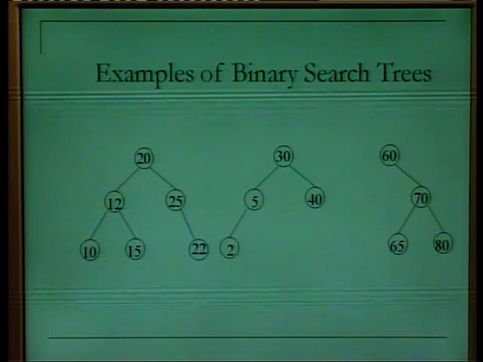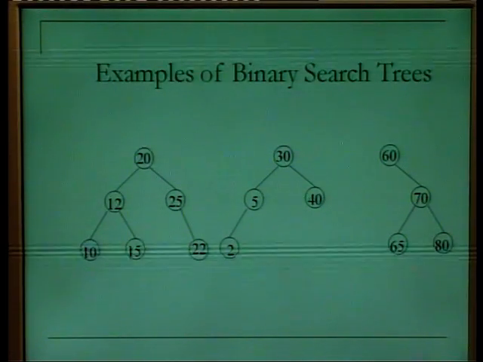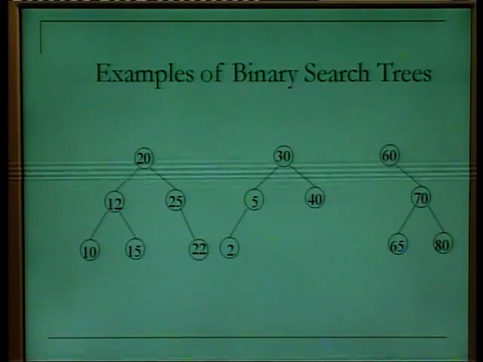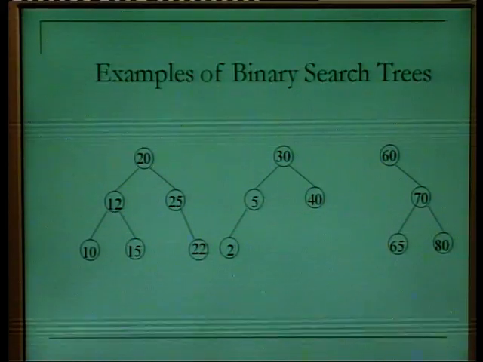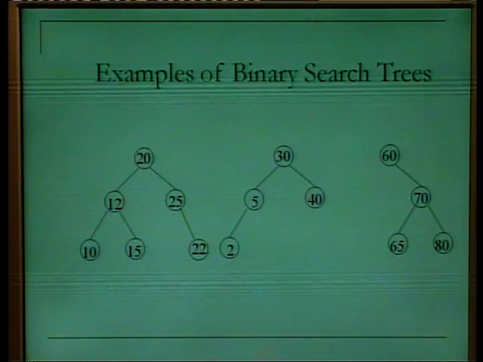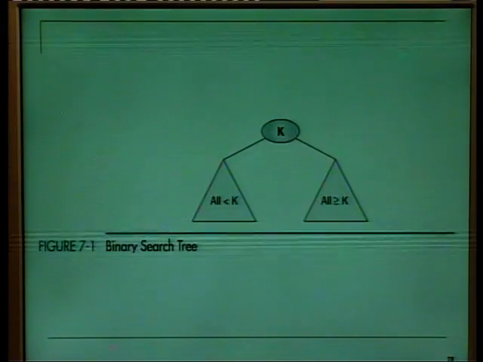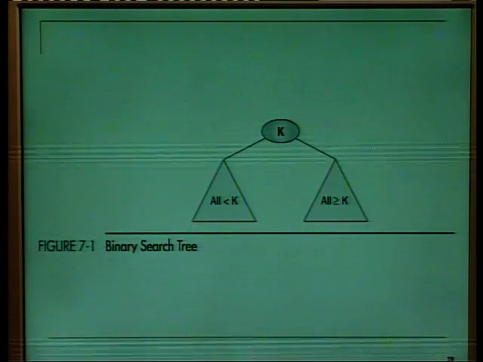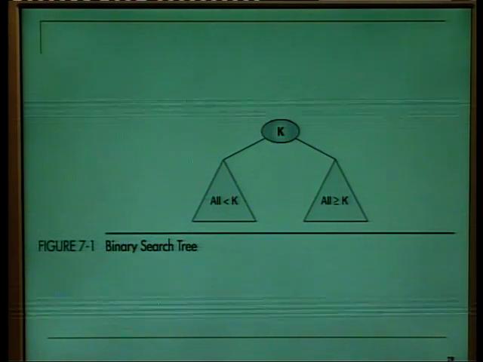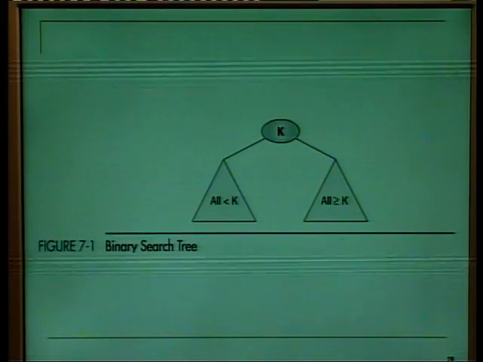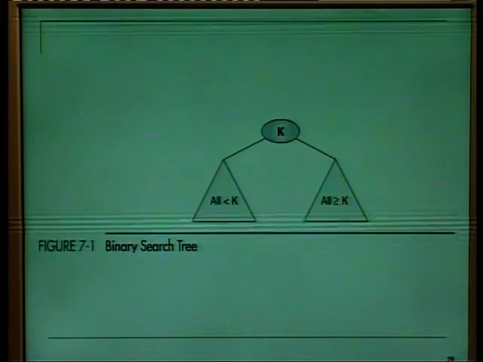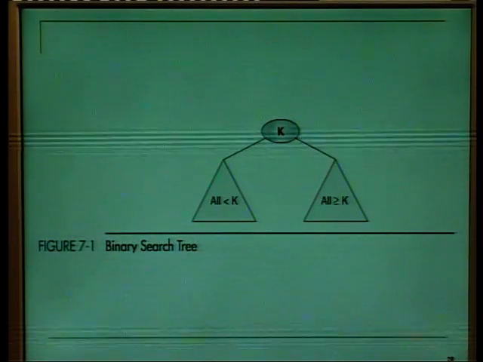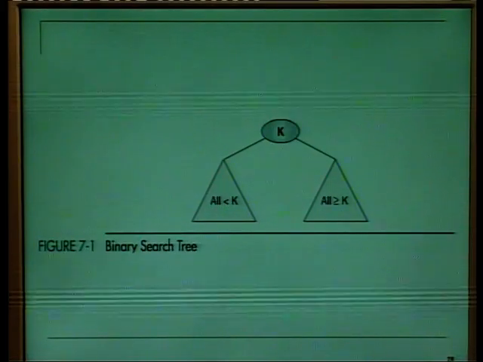And the last has root 60, and all the values in the right subtree are greater than 60. So it is also a valid binary search tree. So in the figure we show the criteria for a binary search tree. If we have the value k for the root, then all the values in the left subtree will be less than k, and all the items in the right subtree will have values greater than k.